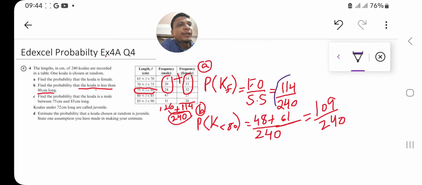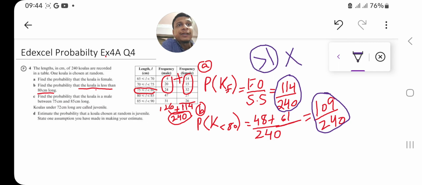Okay, and it is worth mentioning here that this probability value will always be between 0 and 1. If you have an incorrect answer, that is, if you are getting something greater than 1, it means your answer is wrong. So you must check for this. It should not be greater than 1. Probability always comes between 0 and 1.